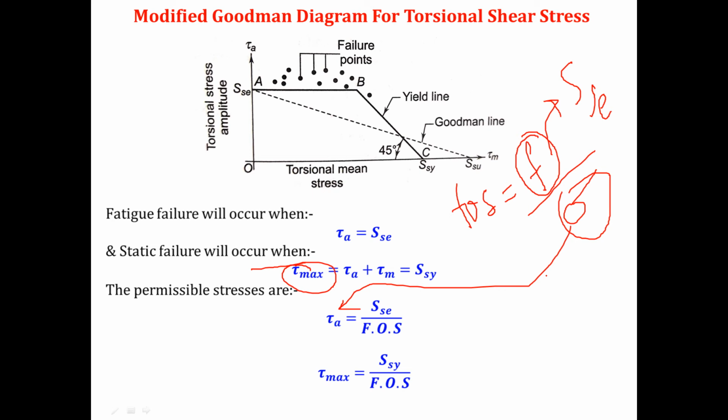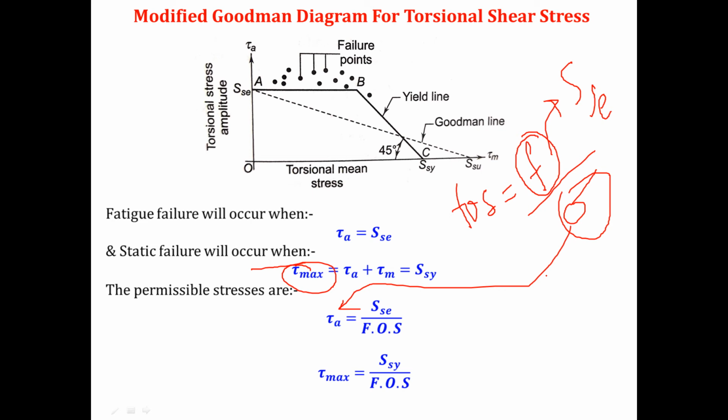So with the help of these equations, you can design any component when it is subjected to torsional shear stress and, due to that torsional shear stress, it is undergoing fatigue, by the modified Goodman diagram. Is it clear? Any doubt? Does anyone have any doubt? No, sir. Okay.